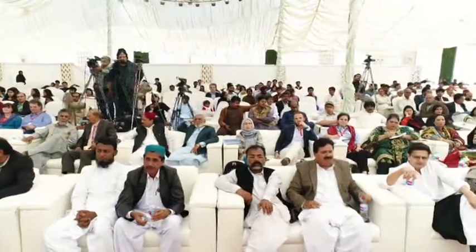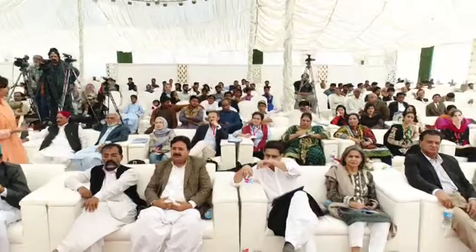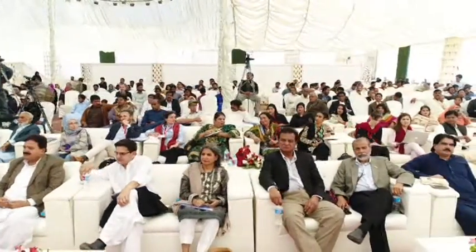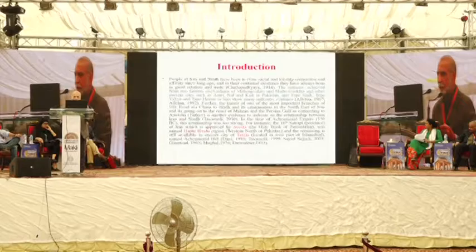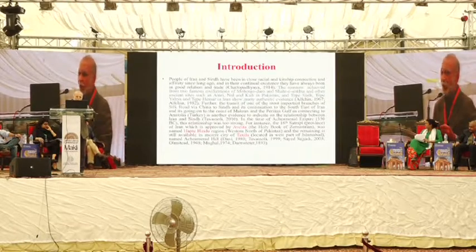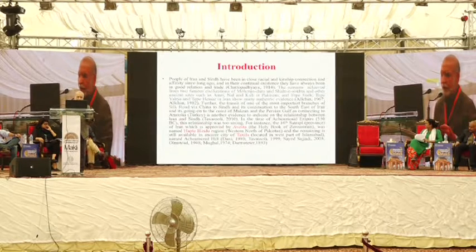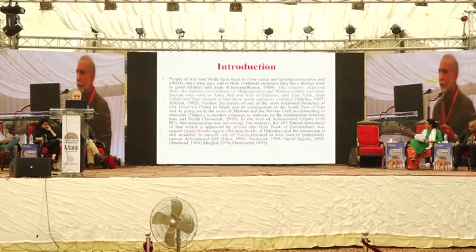Introduction. People of Iran and Sindh have been in close racial and kinship connection and affinity since long ago, and in their continual existence, they have always been in good relation. The remains achieved from two lands, the famous civilization of Mohenjo-daro and Shahr-e-Sukhte and other ancient sites such as Amri, Nal, and Kuli in Pakistan, and Tape-Sialk, Tape-Yahya, and Tape-Sar in Iran show many authentic evidence.